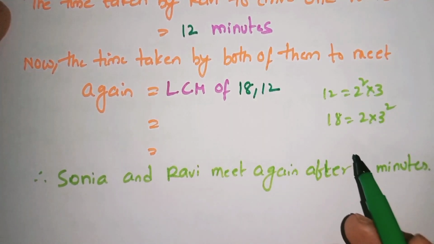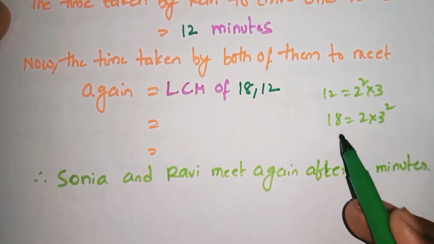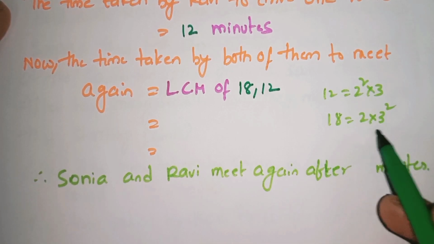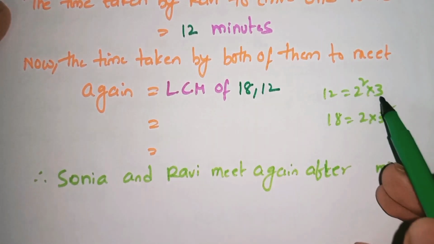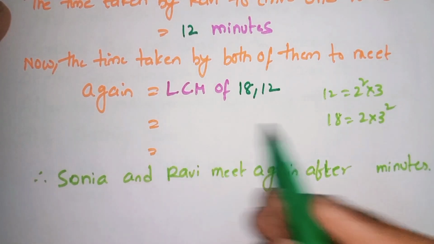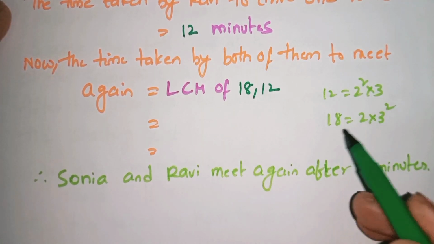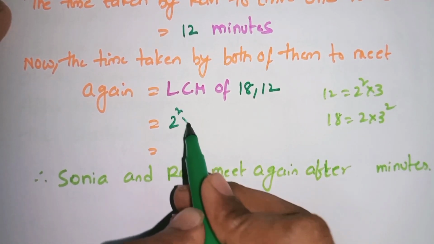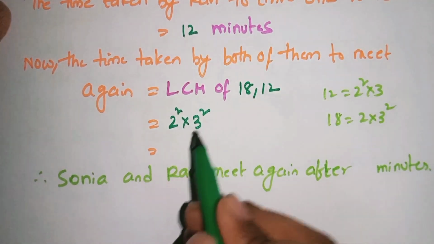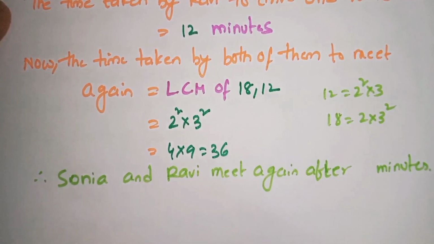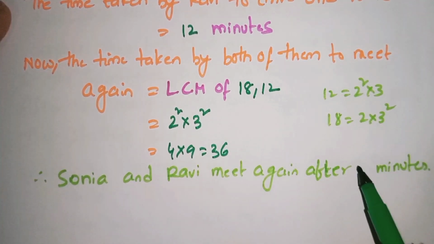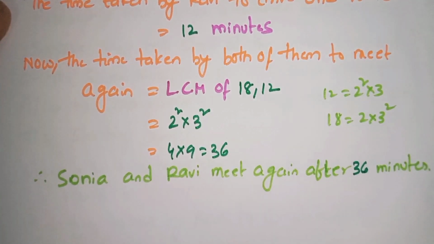We know the factorization of 18 as 2 into 3 square, and 12 can be expressed as 2 square into 3. Thus, the LCM of 18 and 12 is given by 2 square into 3 square, that is 4 into 9, which is equivalent to 36. Thus, Sonia and Ravi meet again after 36 minutes from the starting point.